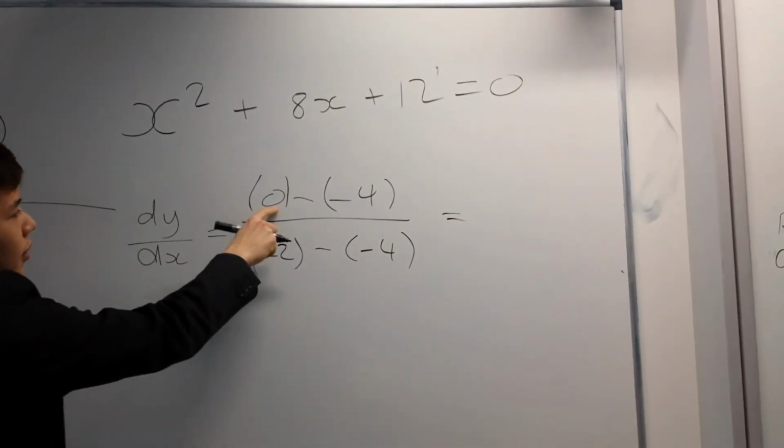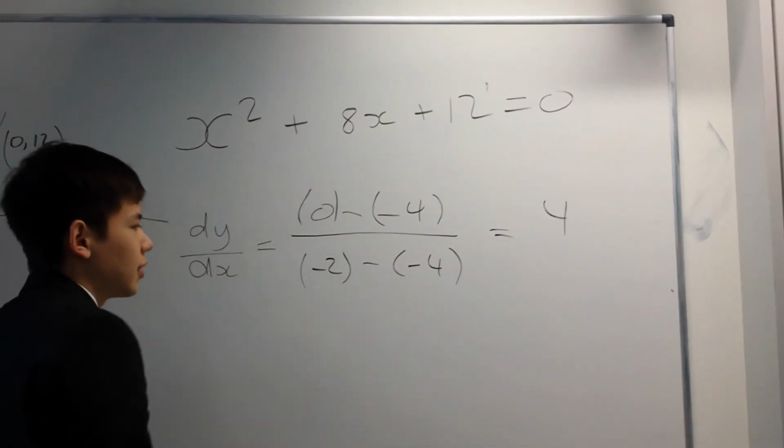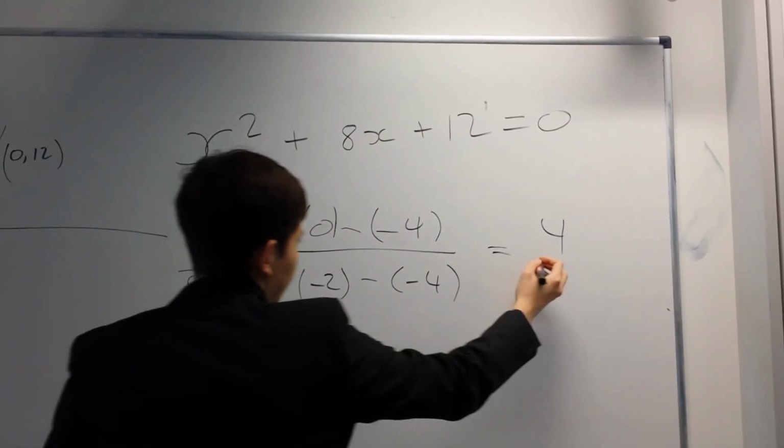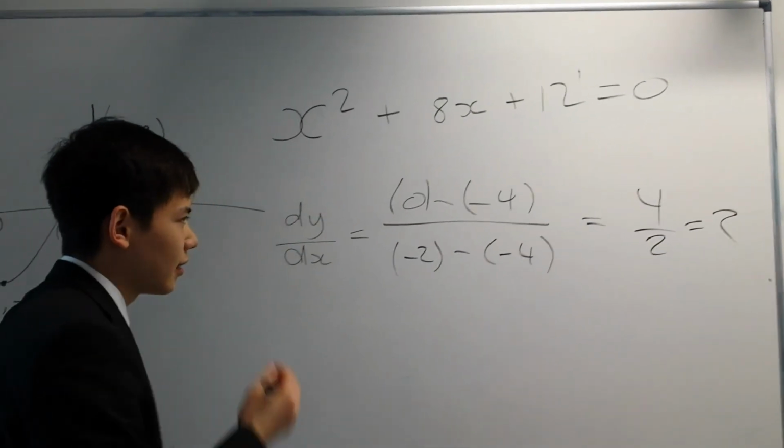So 0 minus 4 gives us 4. Remember, 2 minuses make a positive. This will give us 2. The gradient will be 2. And there you go.